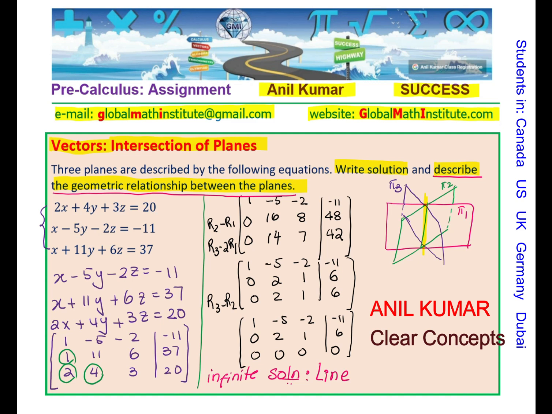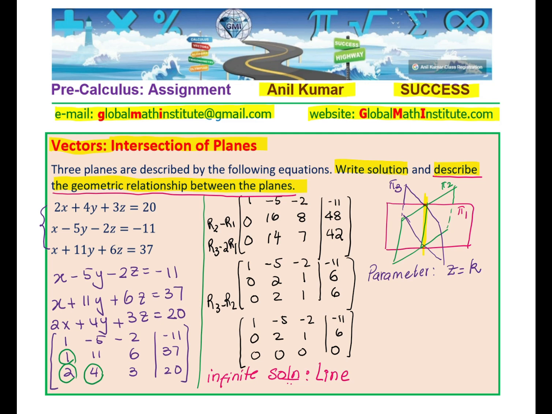Right. Now let's move on to the second part, and that is to find the solution. What can be the solution? Or that is to say, what is the equation of line which is going to satisfy? Okay. So what we get here is we get a parameter here, right? So we write a parameter, and let's say z is equal to some constant k. So z could be any parameter k.